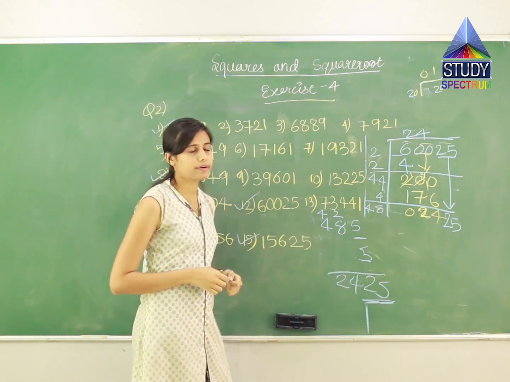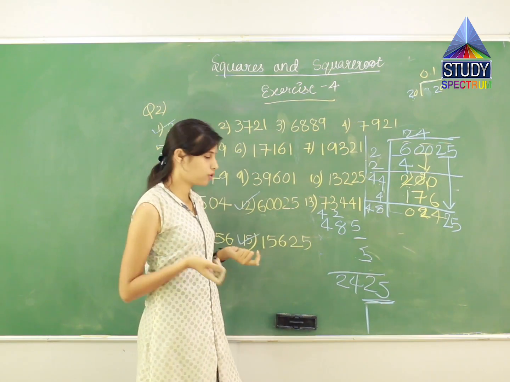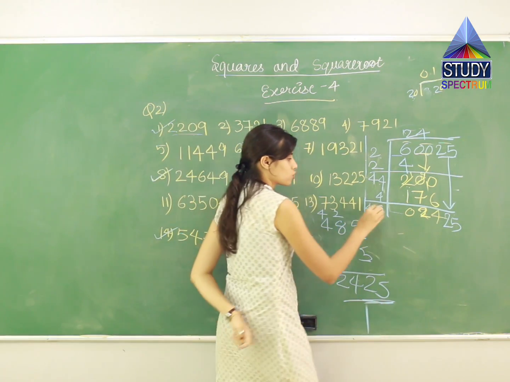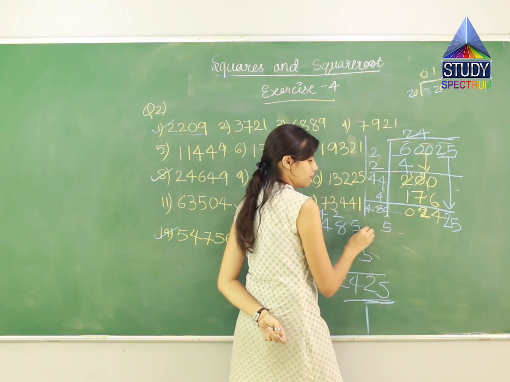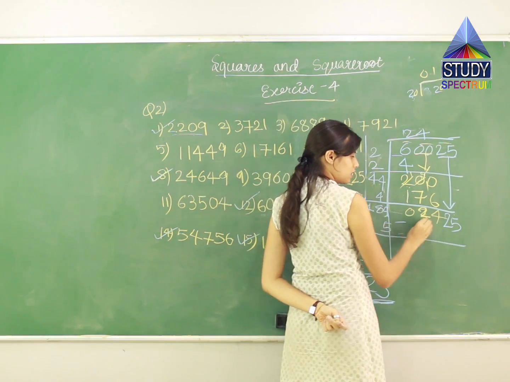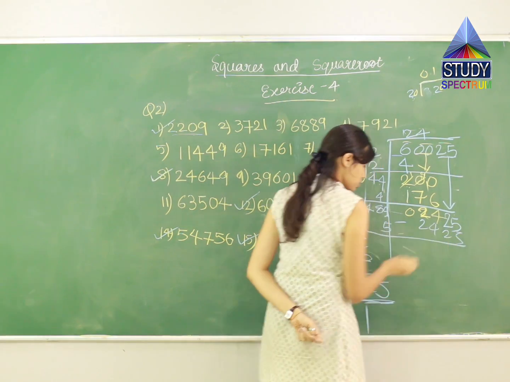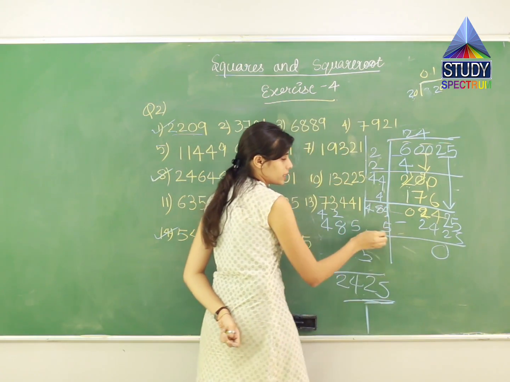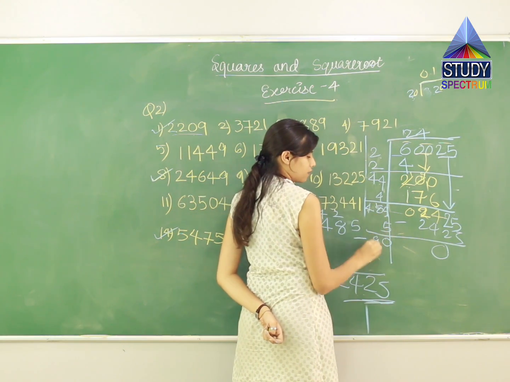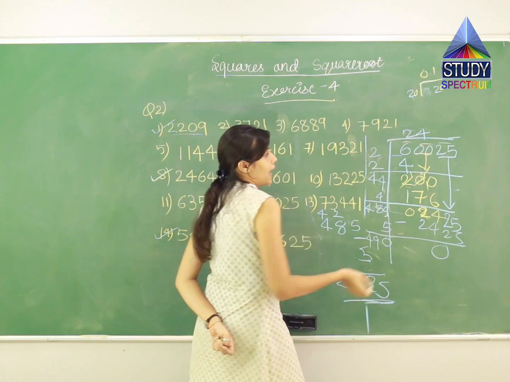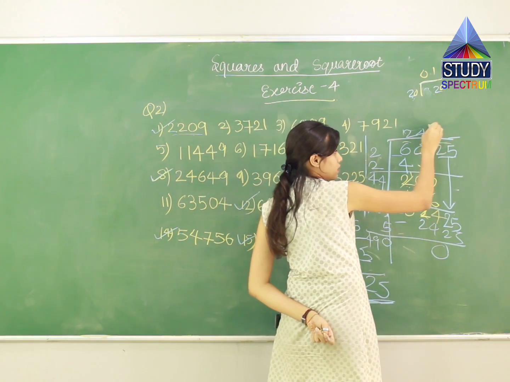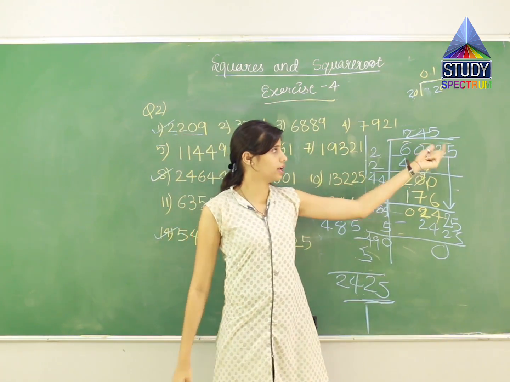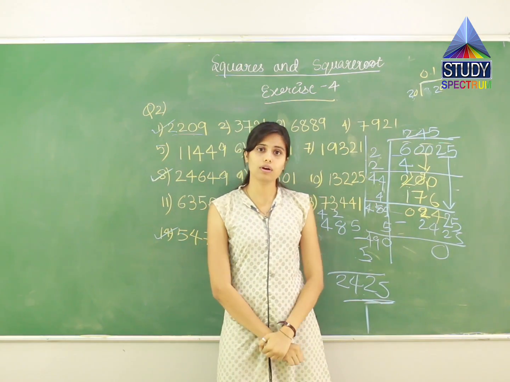Now 5 4s are 20. 20 plus 4, 24. So we got this 24 also. It means the answer is what? 5. So I will write 5 over here. Subtract the number 2425, because this is what we got, right? So the remainder comes to what? 0. And this 5 is to be shifted over here. So the square root of 625 is 25.